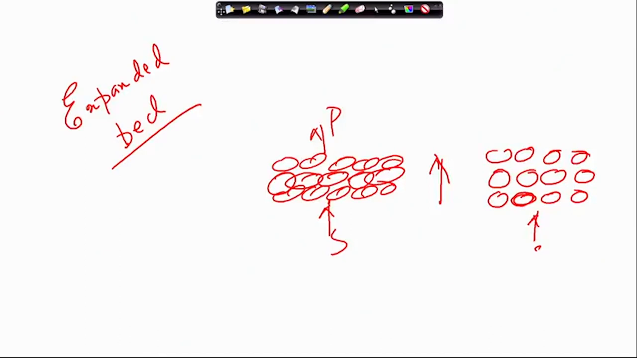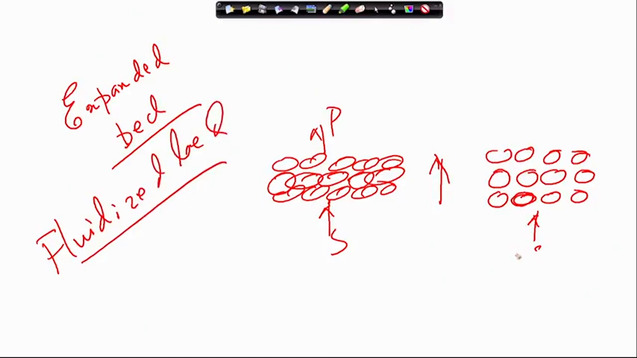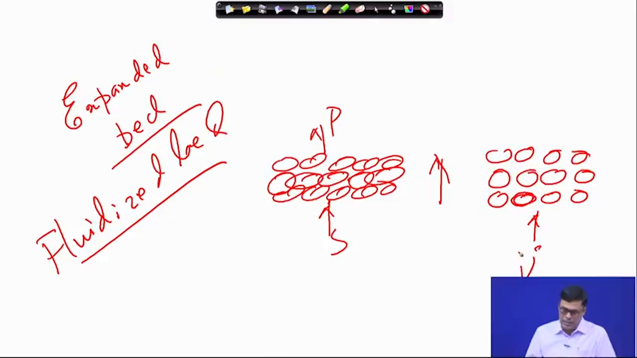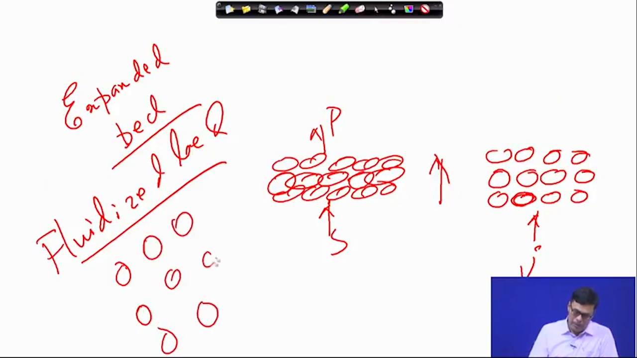Now, in case of fluidized bed reactor, the velocity will be much higher, and since the velocity is high, the particle separation is also very high. There the expansion of the bed is also very high. So, this is how we differentiate them.